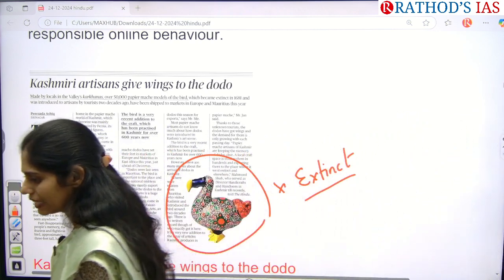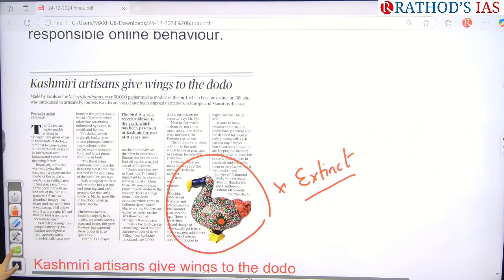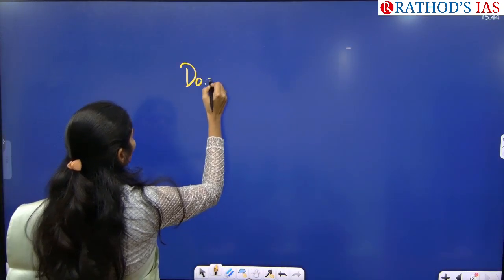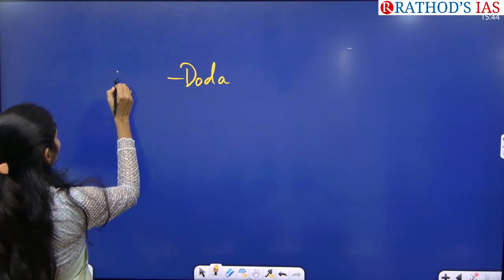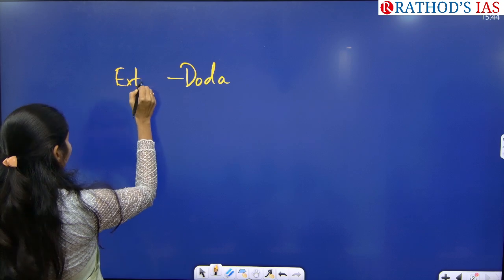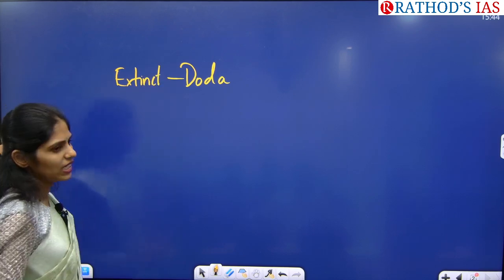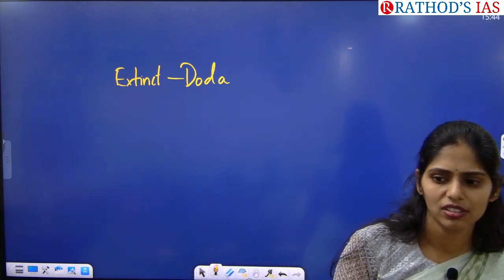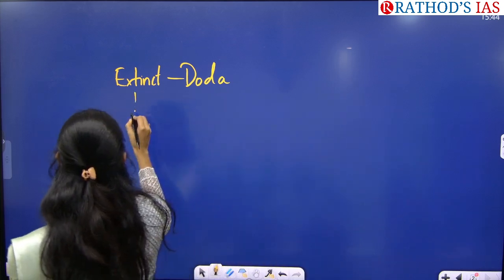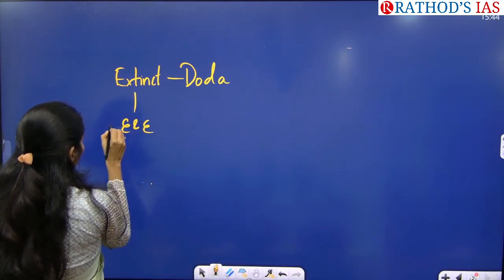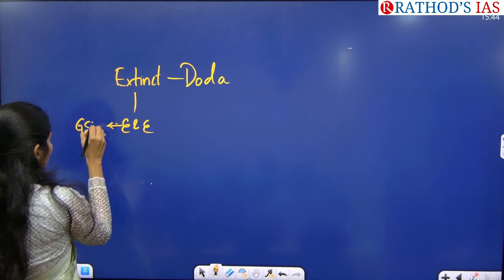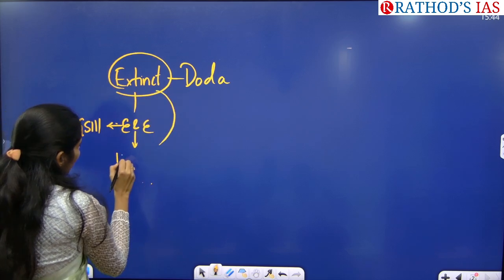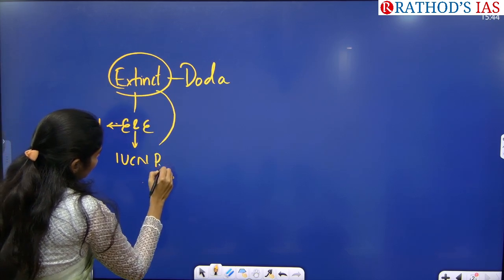So where can we connect this article from? Okay, so this article is talking about the Dodo. Dodo is a bird. Which bird is it? It is an extinct bird. So where can you see these words: extinct, vulnerable, endangered, critically endangered? Yes, environment and ecology. Which part of your GS? GS3. Okay, so those words that you will see in the IUCN Red List, right?